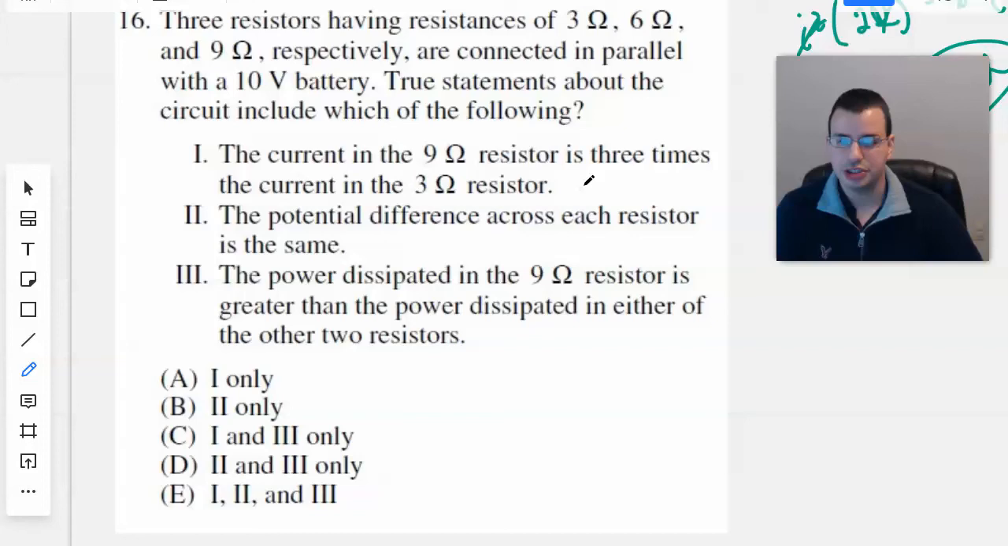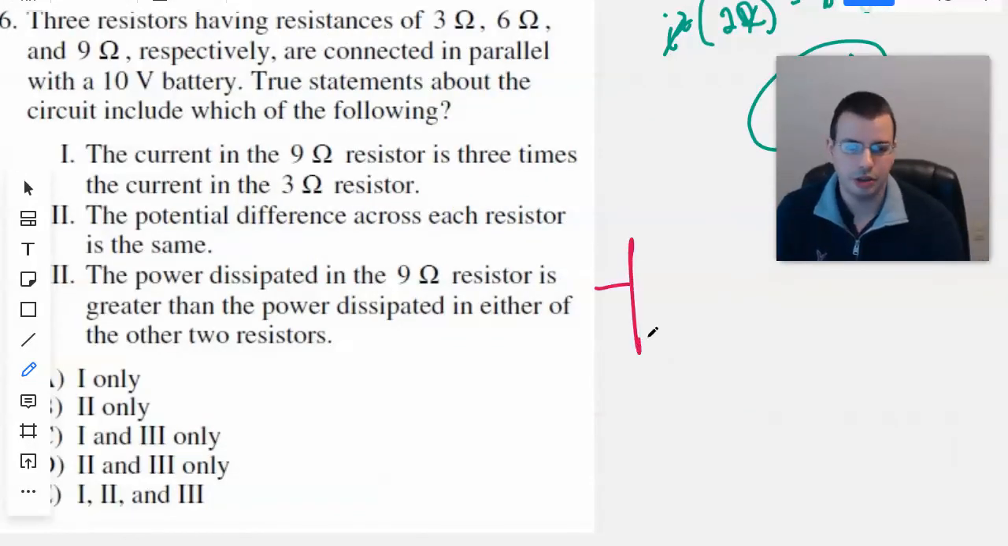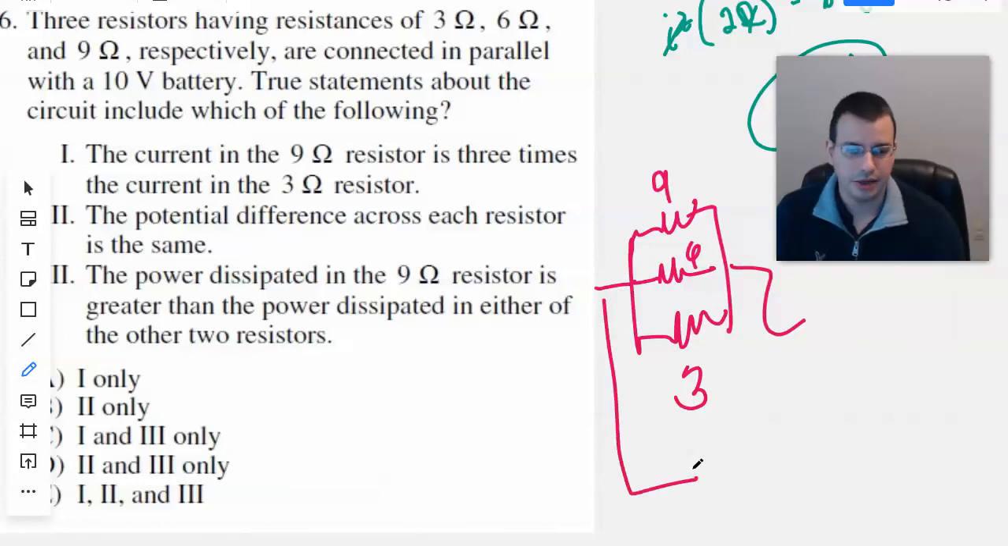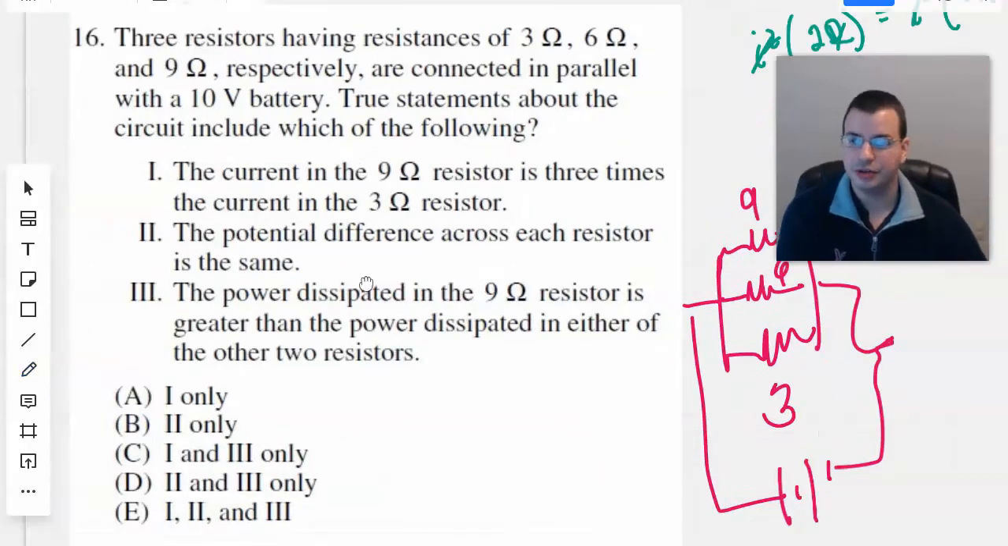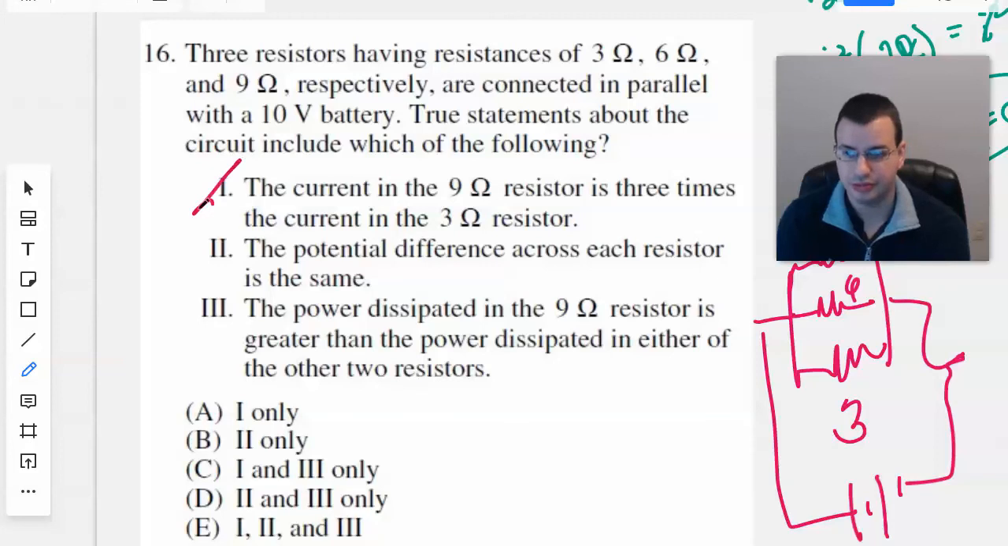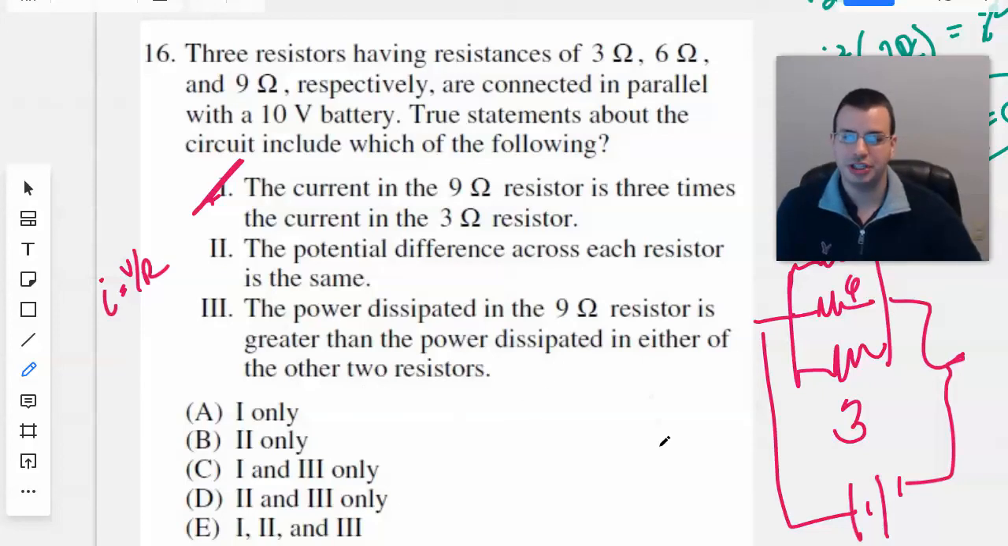The current in the 9 ohm resistor is 3 times the current in the 3 ohm resistor. Okay, so draw a picture. Resistor, resistor, resistor: 9, 6, 3. I don't need to draw the battery, but I will. False. The 9 ohm resistor offers more resistance, therefore it's going to have less current, since current equals voltage divided by resistance.